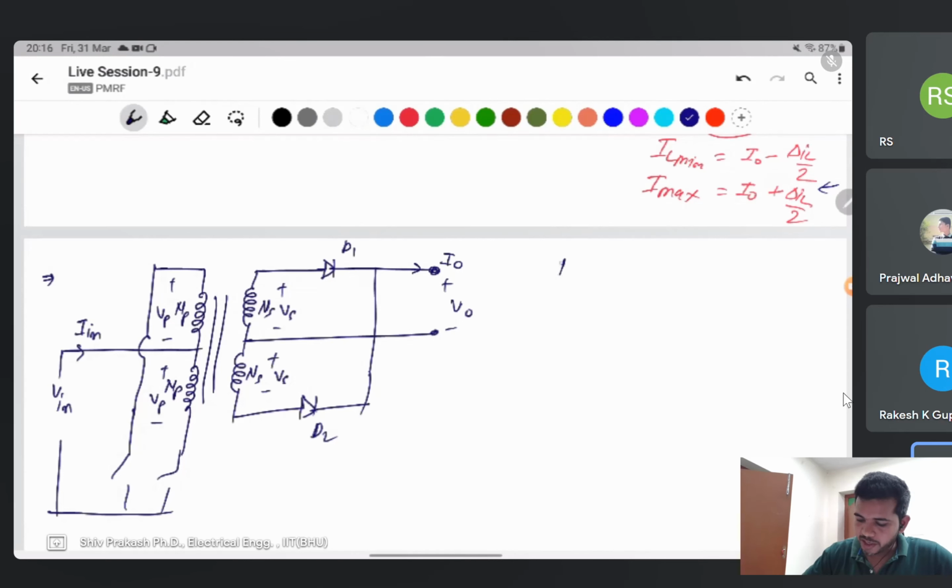A constant output current flow is given, like 30 ampere. Output voltage is given as 24 volt. Then what will be the power? I output into V output, which is 720 watt.